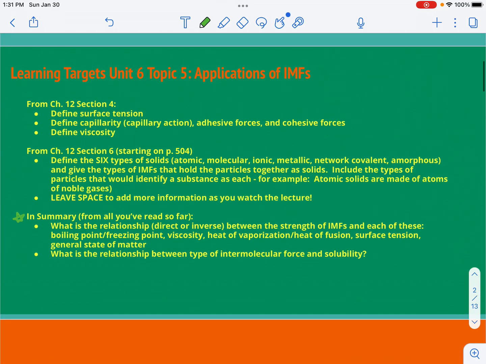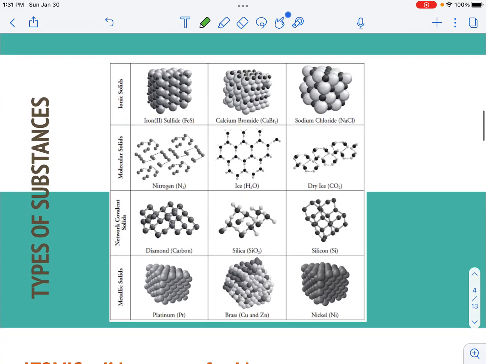Okay, so here goes. The one thing I do want to mention is that I didn't really put this information in this lecture, because the definitions of surface tension, capillarity, adhesion versus cohesion, and viscosity are all just ways that we can also apply intermolecular forces. I really just need you to know the definitions for them, so please make sure that you've found them in your book. And if you have questions, make sure you ask in class.